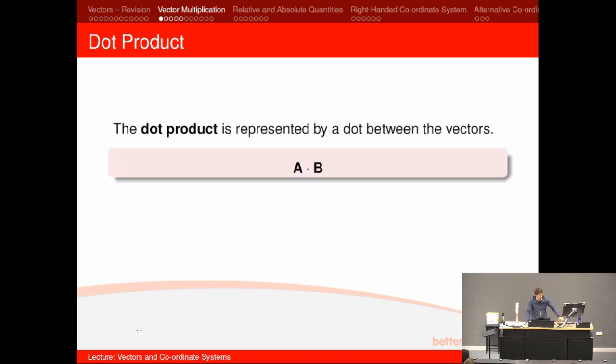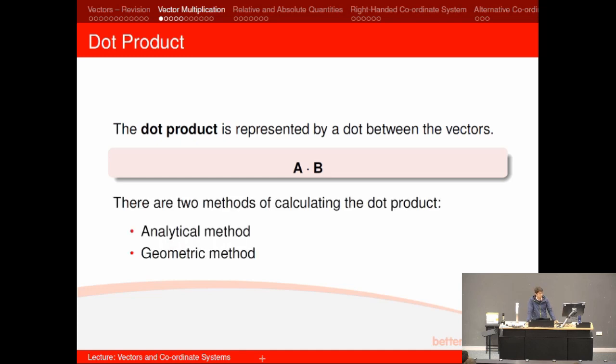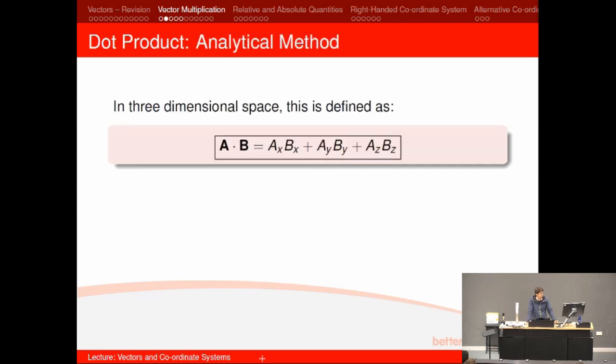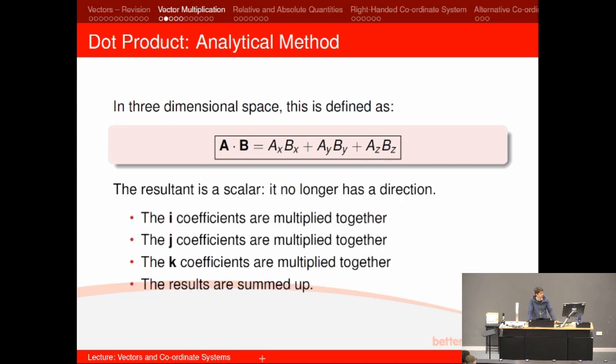The dot product you can write down as the A vector with a little dot and the B vector. That's quite self-explanatory from the name dot product. There are two methods for calculating it: analytical and geometric. That is essentially how you note down a dot product. You multiply vector A's x component with vector B's x component, and similarly with the other components, and you add them all together and you get the magnitude, which is a scalar. It no longer has a direction, like I said. The coefficients are multiplied together, and the results are all summed up, and you end up with one value.